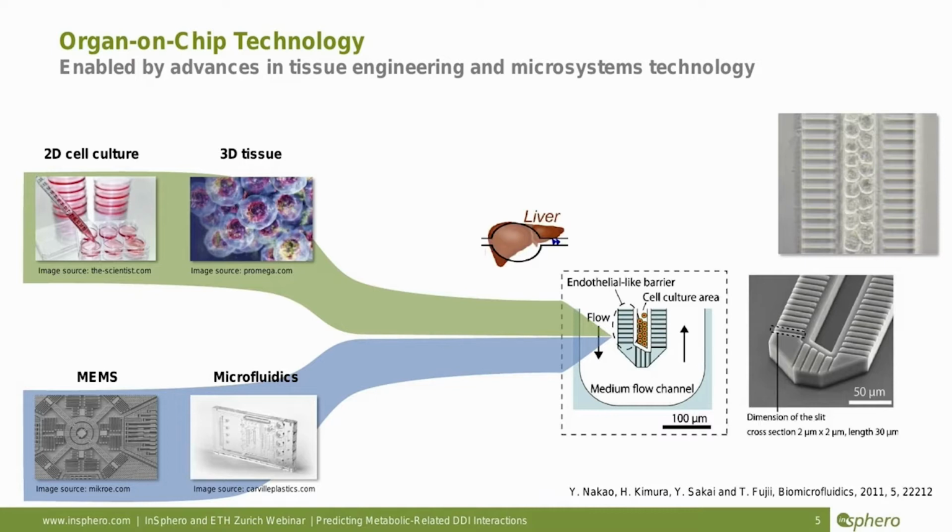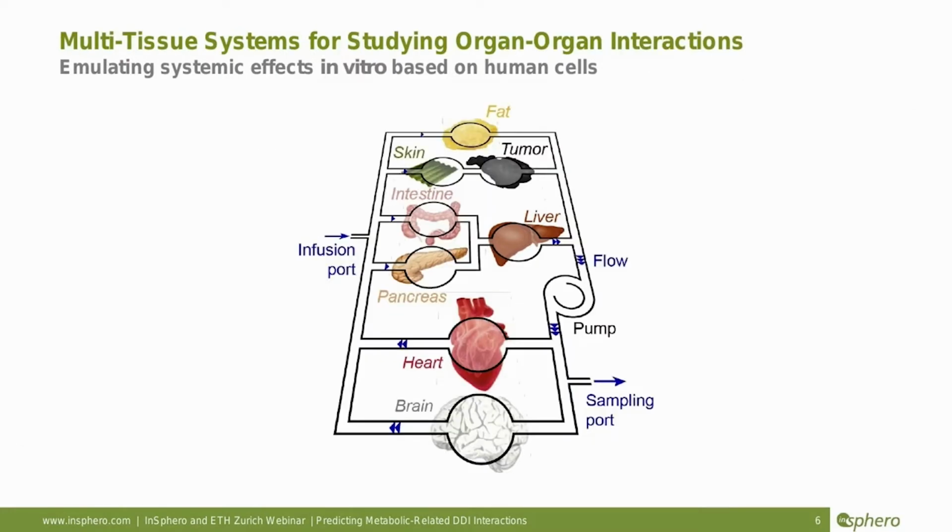A next level of complexity in engineering in vitro systems are so-called body-on-a-chip systems or multi-tissue systems that allow to study organ-organ interaction and emulate systemic effects that today are only available in vivo, in animals or humans.